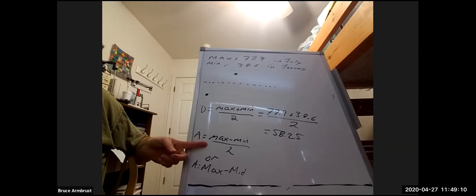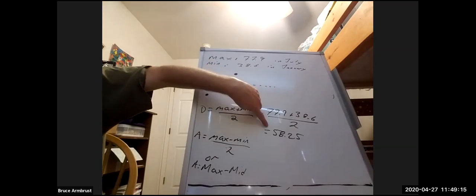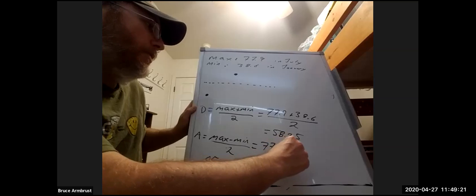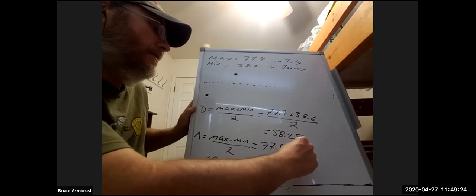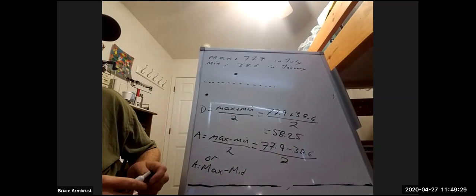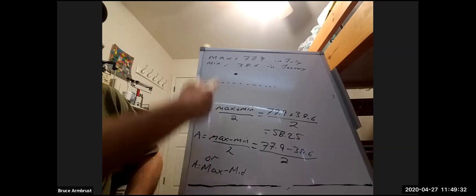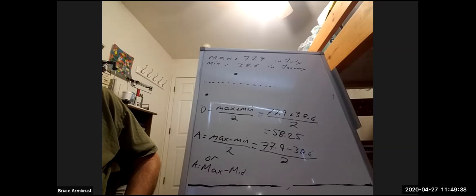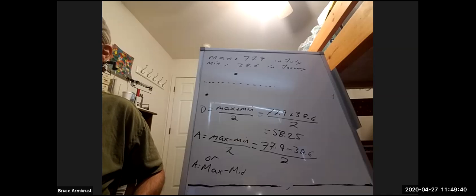I suggest just doing max minus min divided by 2, because that way you're not relying on this D value just in case you made a mistake. So this would be then 77.9 minus 38.6 divided by 2. Or alternatively, take your 77.9 and subtract 58.25. So either way is fine. Either one will get you what you need. But if you do that calculation, you end up getting 19.65.